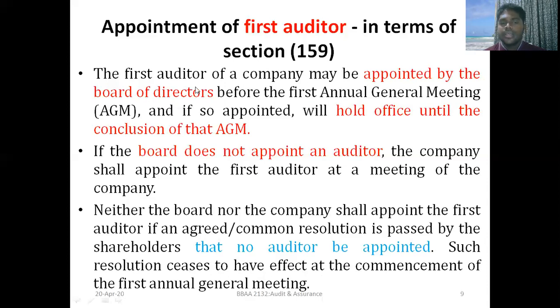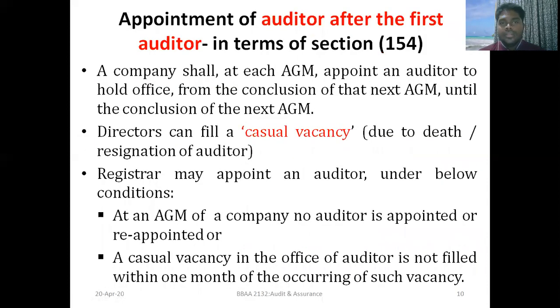Now, this is the information given under section 159 about the appointment of the first auditor. Keep in mind, first auditor. The next one is the appointment of auditor after the first auditor. The earlier one was the very first auditor appointment for newly established companies. This one, section 154, says appointment of auditor after the first auditor, the subsequent auditor, second or third or fourth auditor.